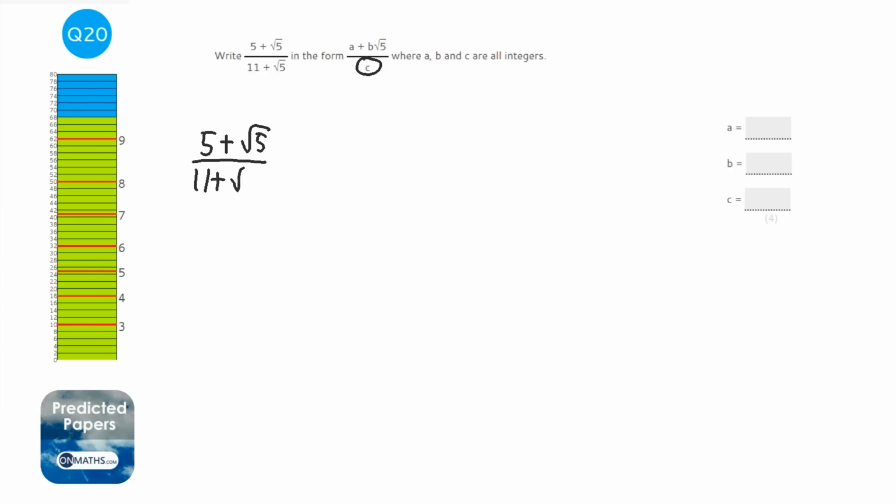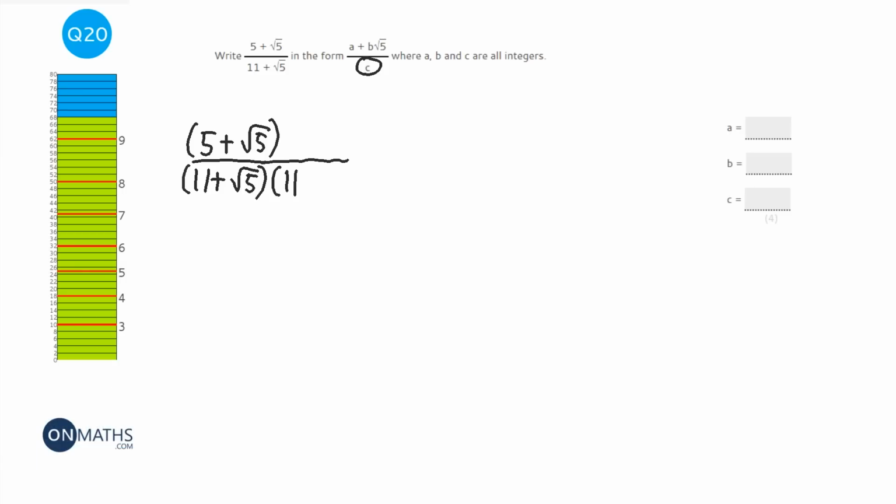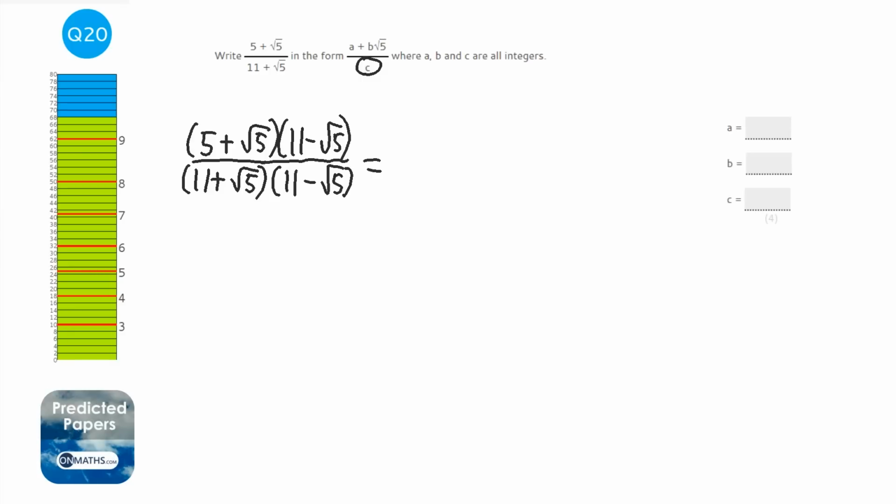Now the only way we can do that with this question is if we times top and bottom by kind of the opposite of what it shows at the bottom. So instead of 11 plus root 5, I'm going to times it by 11 minus root 5. But if I do that to the bottom, to keep the fraction the same, I must do it to the top. So that creates a kind of quadratic surd. Okay, you do it the same way as you do quadratics, whichever method you want, first outside, inside, last, or double smiles and rainbows, or smiley face, or whatever you choose to do it.